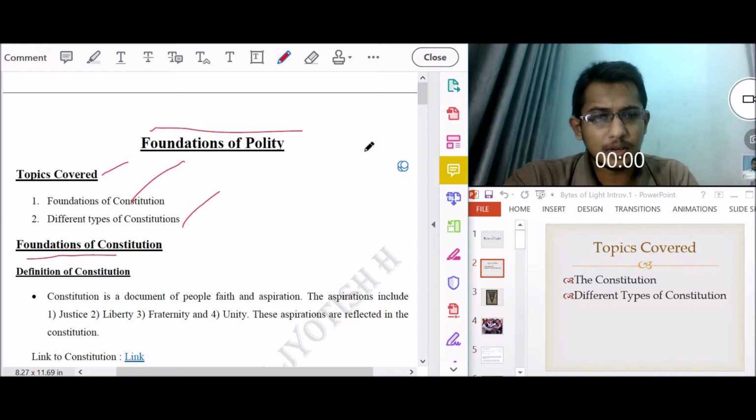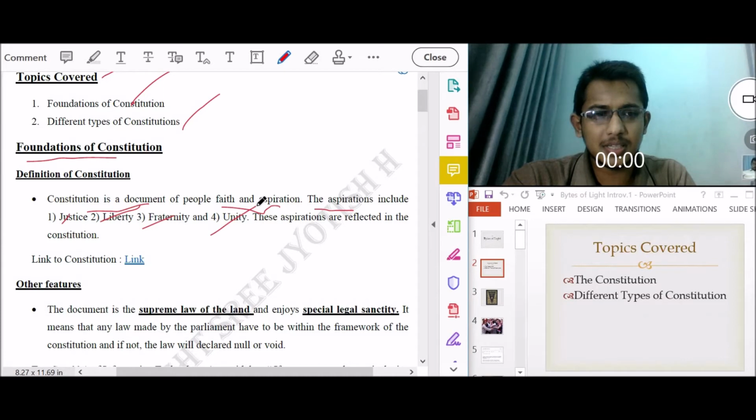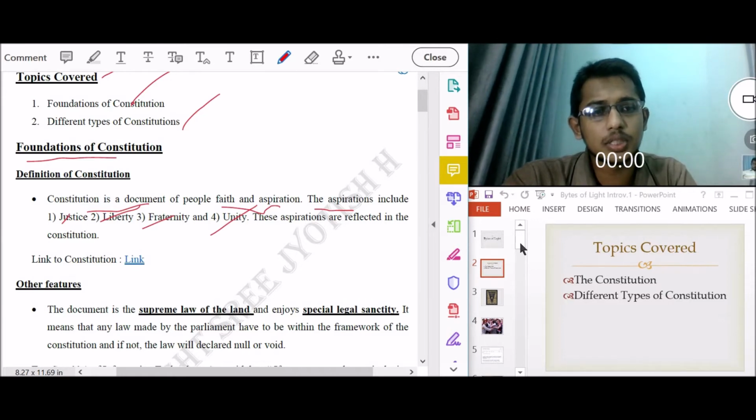Let's see the definition of the constitution first. Constitution is a document in which the faith and aspirations of the people are recorded, and the aspirations include justice, liberty, fraternity, and unity. Justice is the fairness in treatment, that is, no two individuals are different, and liberty is the freedom of expression of many things. Fraternity is the brotherhood that lies within and between us, and unity is the bond among us.